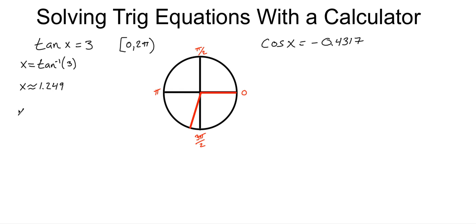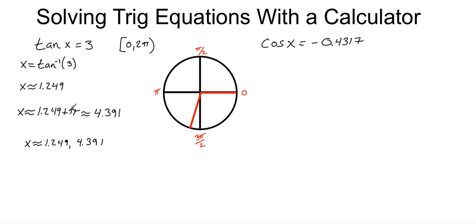That means that x is also approximately 1.249 plus a half a rotation, which would be pi radians. And that's going to come out to be approximately 4.391. So if I was looking for all the solutions between 0 and 2 pi for which the tangent of x equals 3, I would say that x is approximately 1.249 and 4.391.